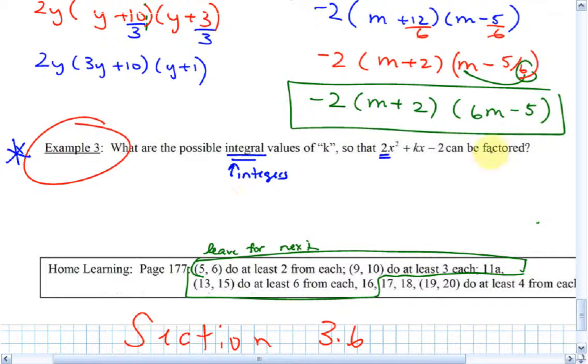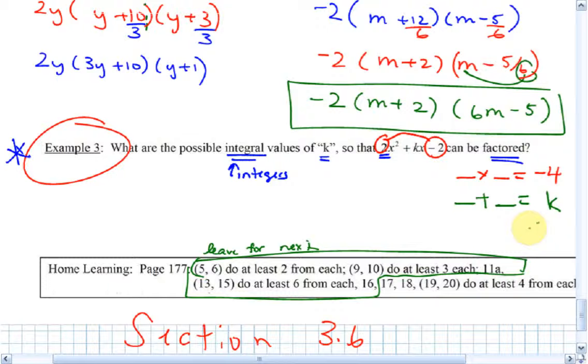Okay. And they're trying to figure out what values of k can actually make this expression factored. By the way, if we actually had a number there, how would we first of all try to figure this stuff out? We'd find two numbers that multiply to what? Not just -2. -2 times the 2 in front, which would be -4. Good. And those same two numbers would have to add up to what value? K. Good. That's the same. So write that down right now.